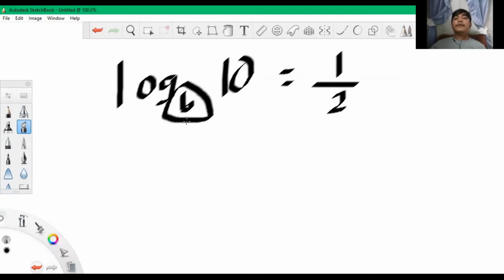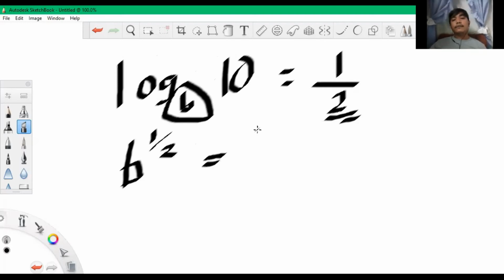So in order for us to solve it easily, again, we have to convert this logarithmic form into its exponential form. So we have the base, which is still unknown, and its exponent is this one, the 1/2. So we have b raised to 1/2 is equal to 10. Okay, so now we have 1/2 as the exponent of b, and we are being asked to solve for b lang.